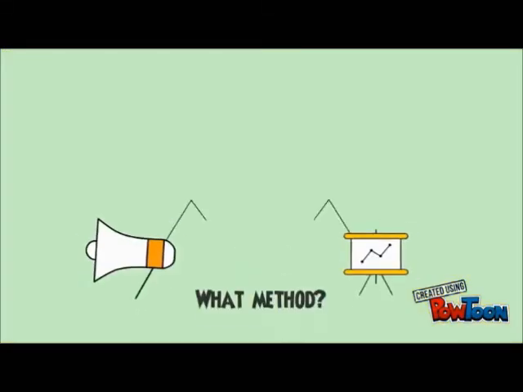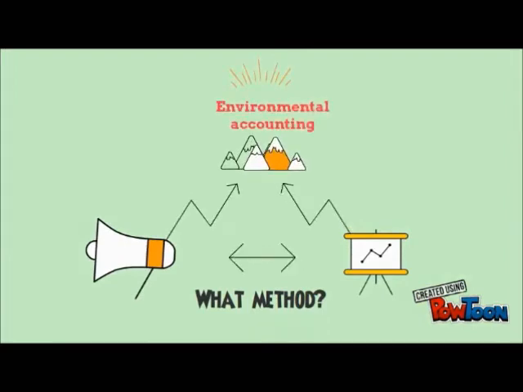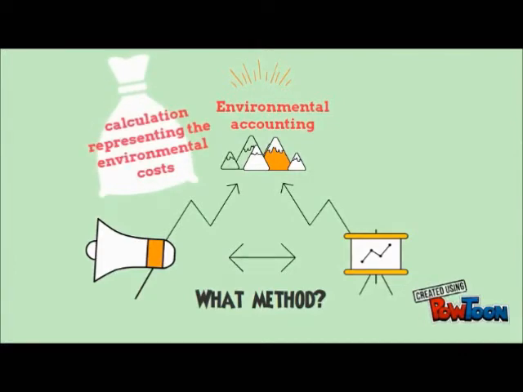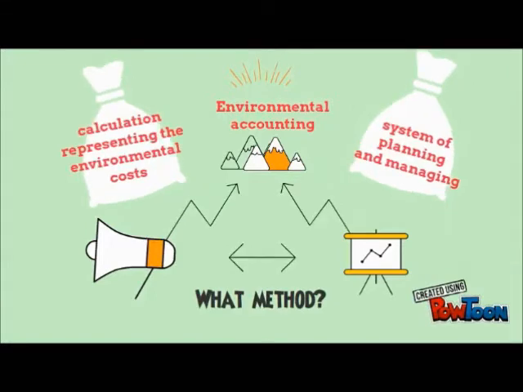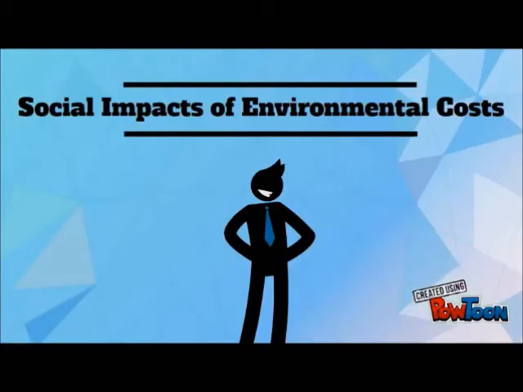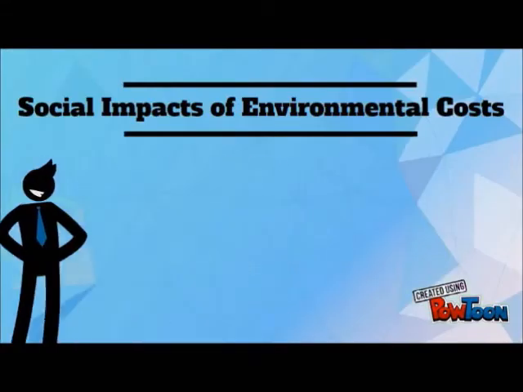So, what method do we use in measuring the economic impacts of environmental costs? It is the environmental accounting method. The environmental accounting method is the method of calculation representing the environmental cost, and it is a system of planning and managing the environmental performance that should reflect the managerial style and commitment of the economic entity's management to the environment. Next is the social impacts of environmental costs.